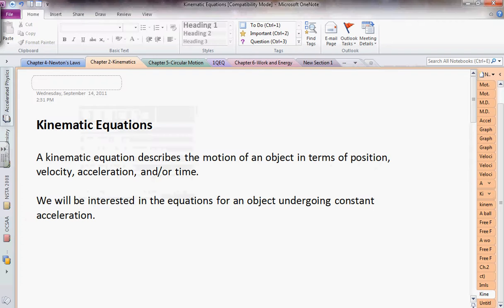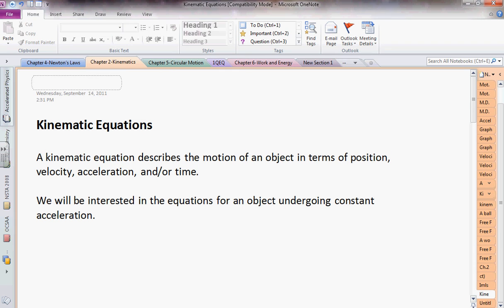Alright guys, so today we are going to talk about kinematic equations. We're going to begin our discussion of them. And what I want to show you guys is where these equations come from. Now first of all, these equations describe the motion of an object in terms of position, velocity, acceleration, and or time. So these are going to be the four variables that we are going to see in these four equations.